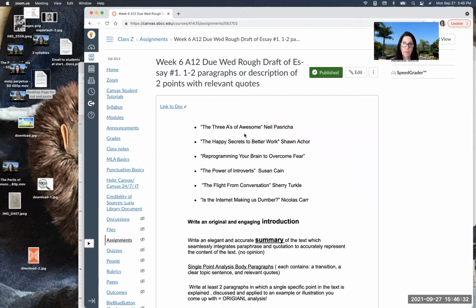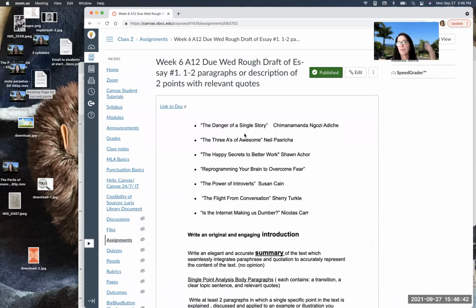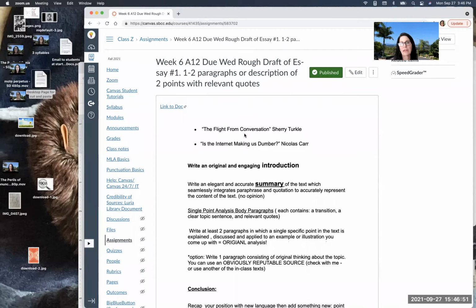The 3 A's of Awesome we didn't discuss, but if you listen to that TED Talk and read the transcript, it's just great. And it's on Canvas under reading. It's a module called readings. You can find a lot of different things there. And if you found one that really struck your fancy, I wouldn't mind if you used it. There's some that we won't read together, but that are in there just because they're related to the topics.